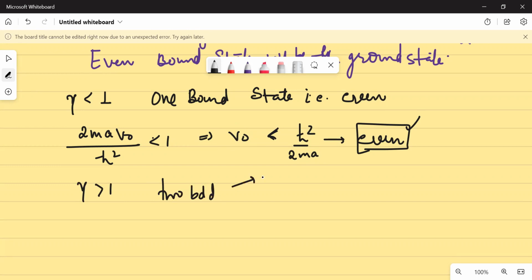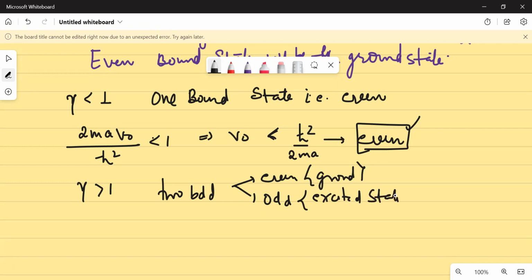And if your gamma is greater than 1, then you will have two bound states. One would be even, the other would be odd. This even state would be your ground state, and this odd state will be your excited state. Is that clear to you? And this will happen if your v naught is greater than h cut square upon twice m.